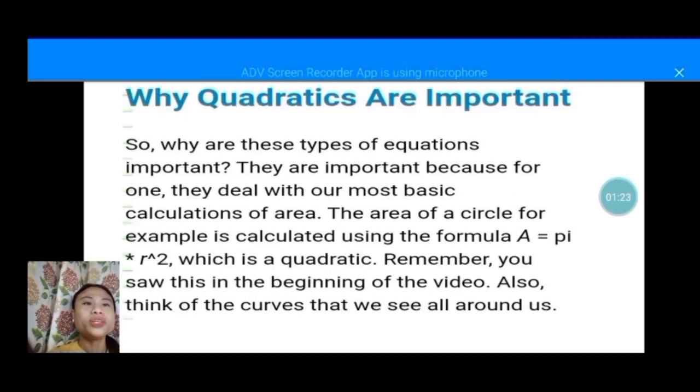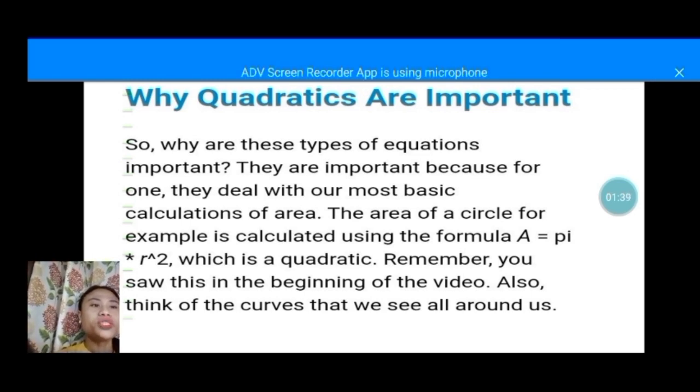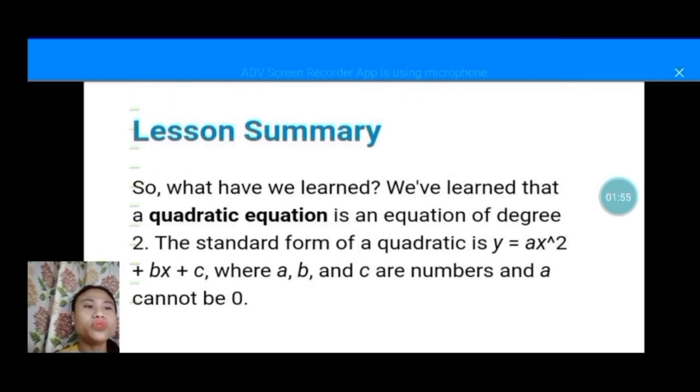Why are quadratics important? So why are these types of equations important? They are important because, for one, they deal with our most basic calculations of area. The area of a circle, for example, is calculated using the formula A equals pi r squared, which is a quadratic. Also think of the curves that we see all around us.